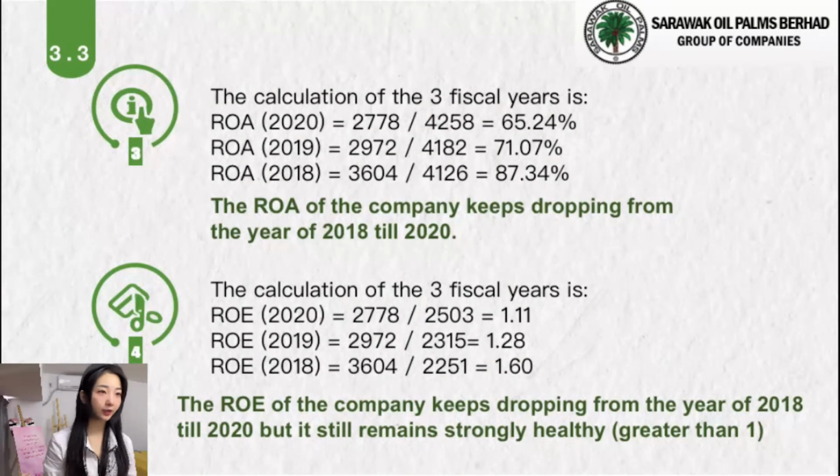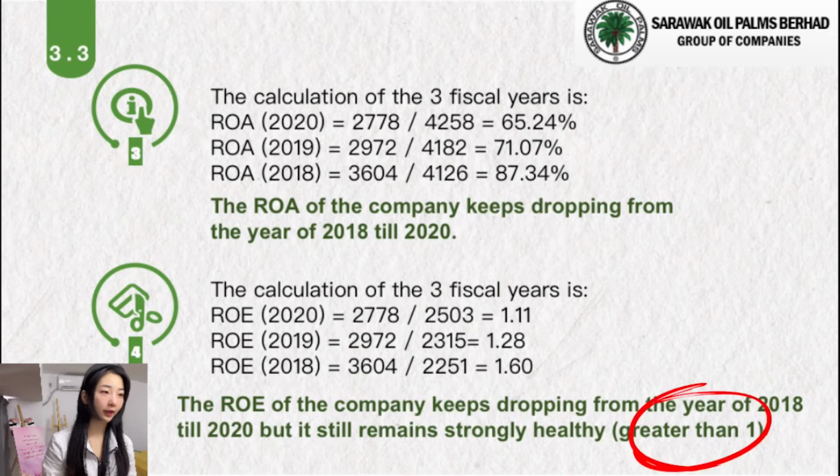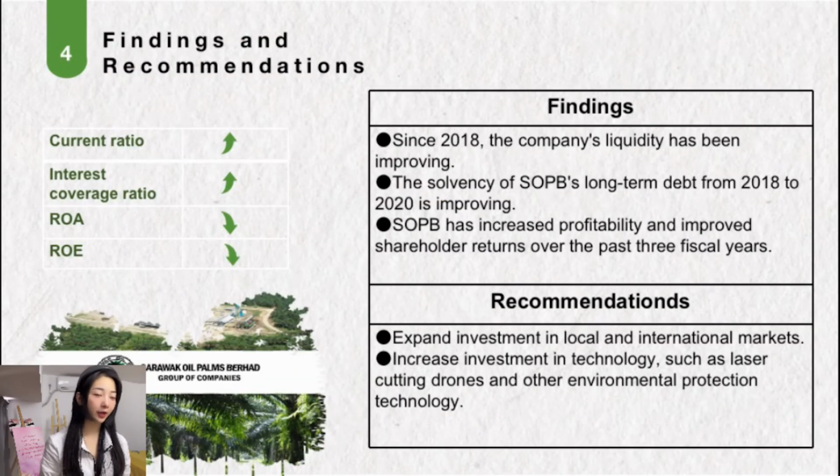Then we calculated the ROA and ROE of the company. Both indicators showed a downward trend over 3 fiscal years. While the company's return on equity continues to fall, it remains strong and healthy because it is greater than 1. Next are findings and recommendations.